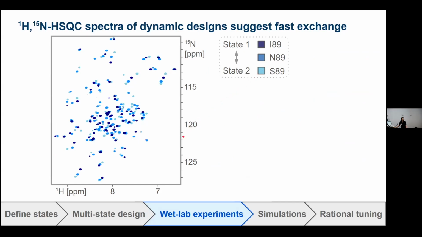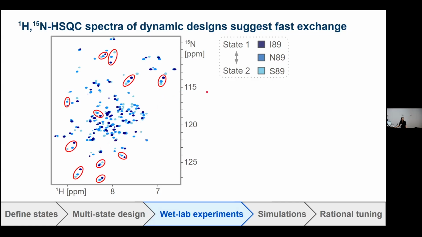And so here you can see the N15 HSQC of 3 of our designs overlaid. And what we saw is for many sets of peaks, they seem to fall on a line. And so here I'm circling those sets in red, which could be consistent with systems in fast exchange, where you're seeing gradual changes to the chemical shift as the populations of states are varying between designs.